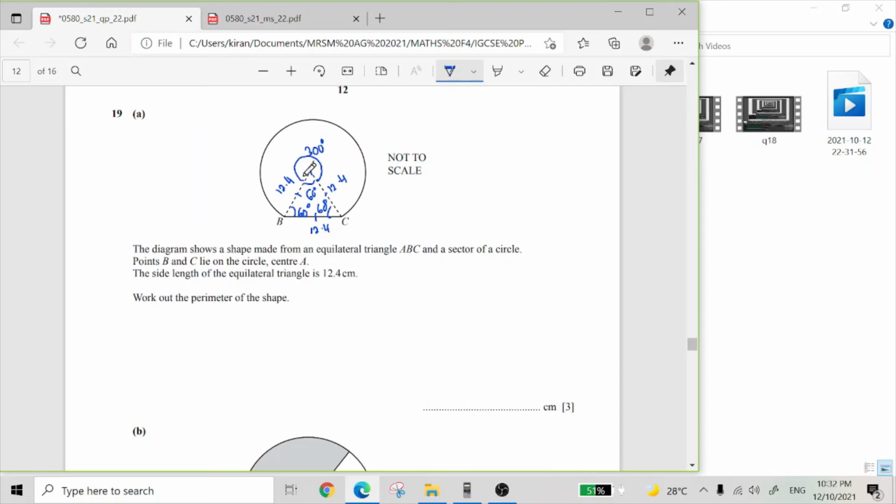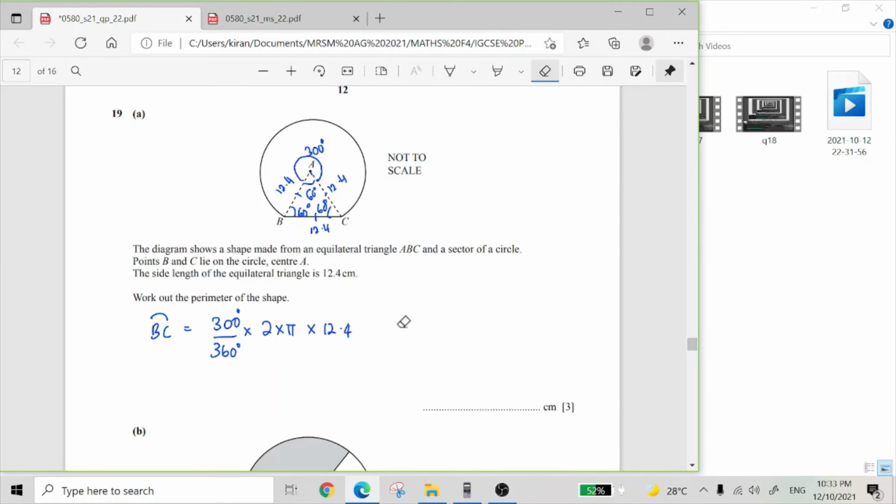So we calculate the perimeter here. This part is the circumference BC. We calculate BC, the circumference BC. We take the angle 300 over 360 degree, times 2 pi r, which is the circumference of the circle. The r is 12.4. That one is BC, and then we will plus with the length of 12.4.